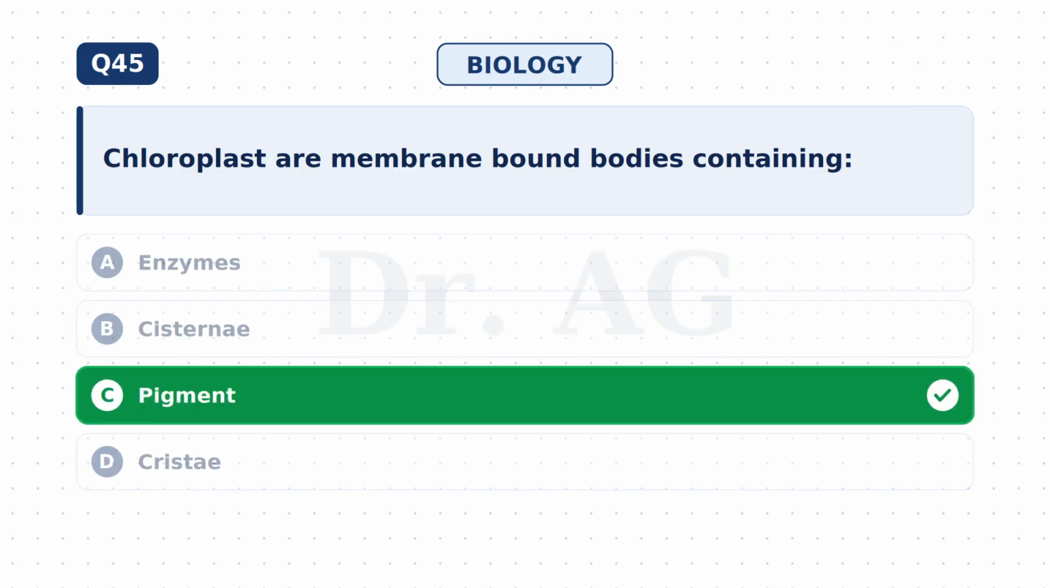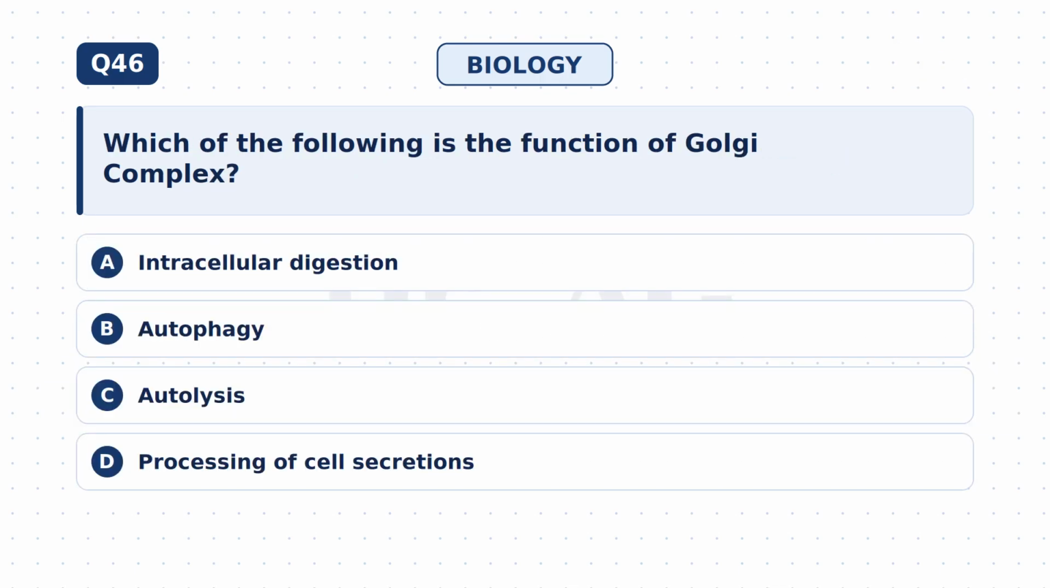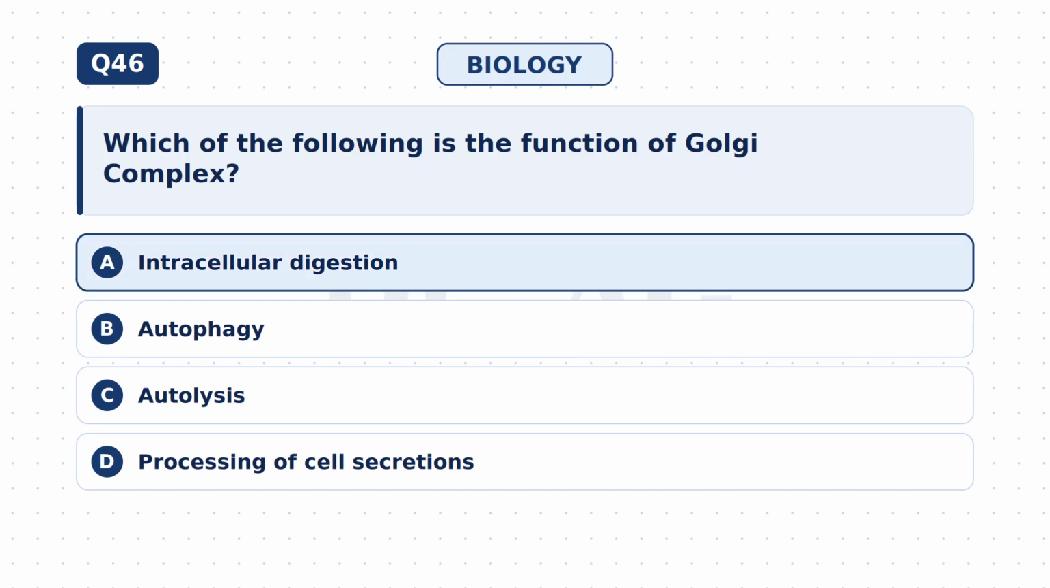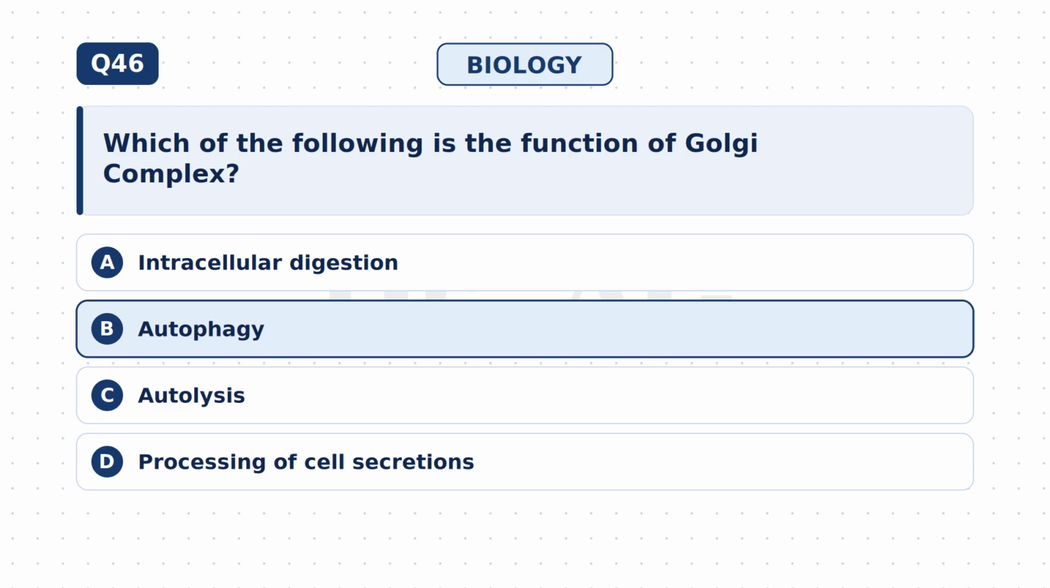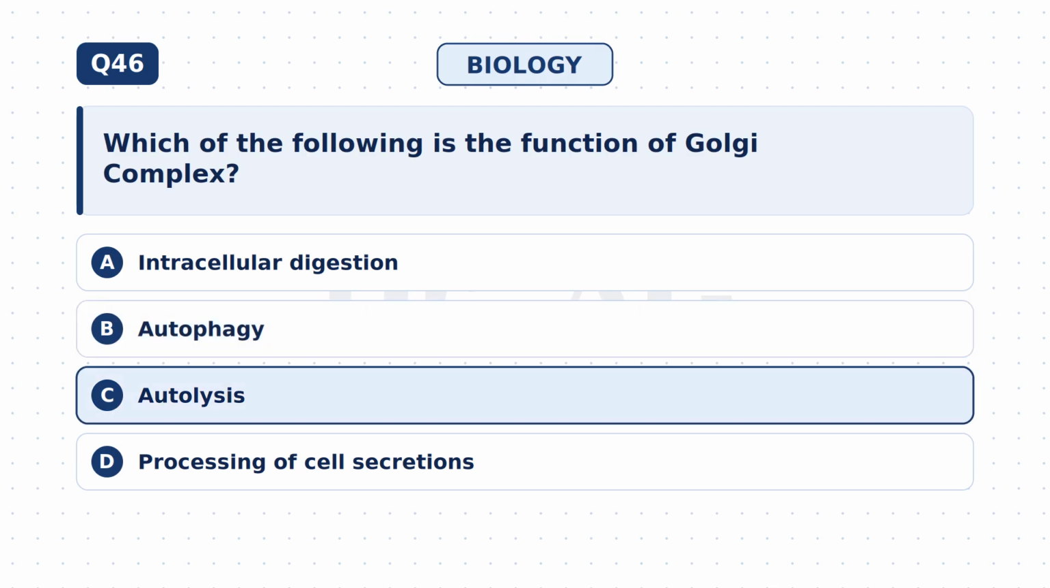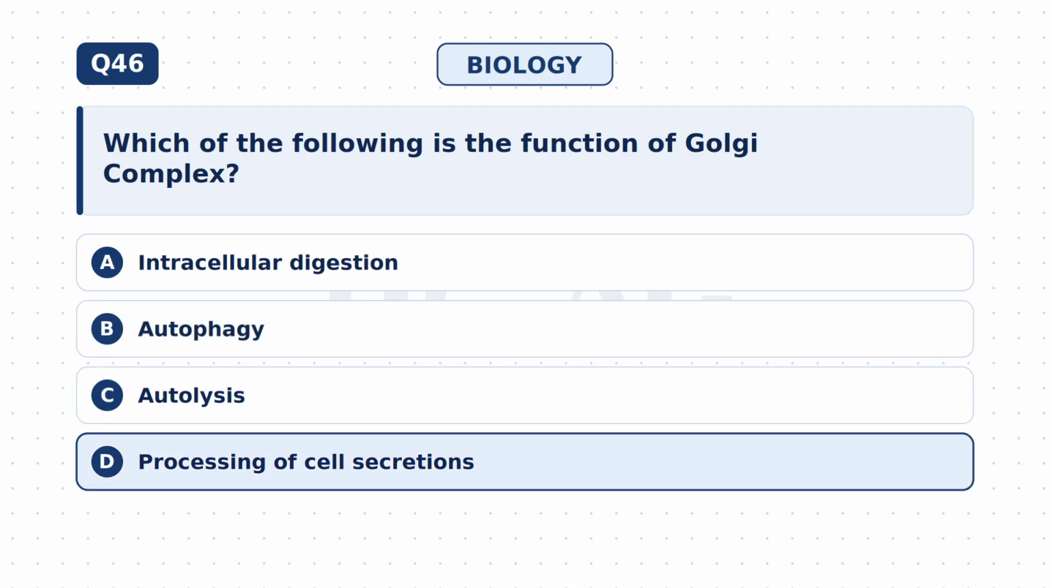The correct answer is C. Pigment. Question 46. Which of the following is the function of Golgi complex? Option A. Intracellular digestion. Option B. Autophagy. Option C. Autolysis. Option D. Processing of cell secretions.